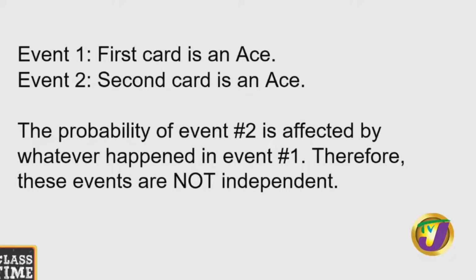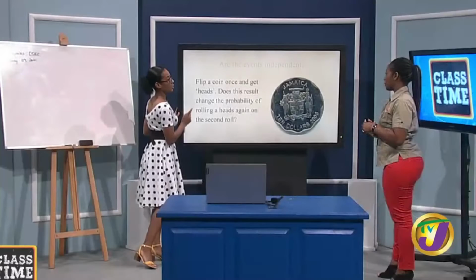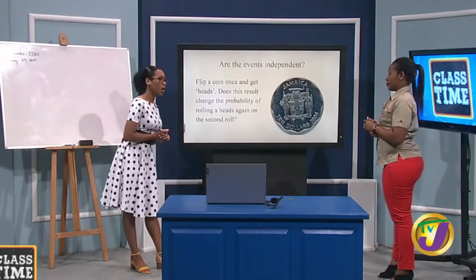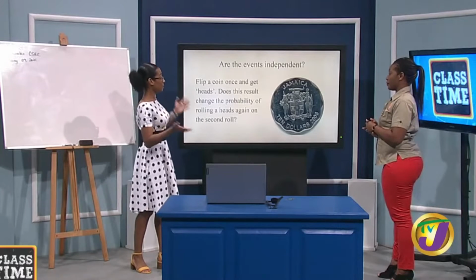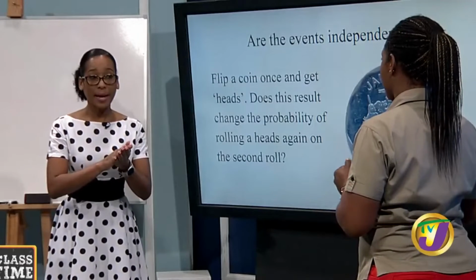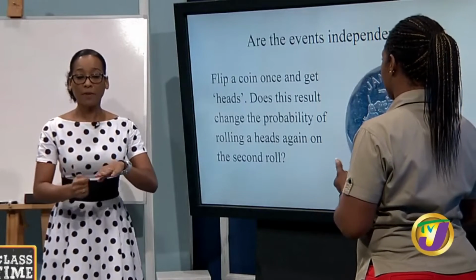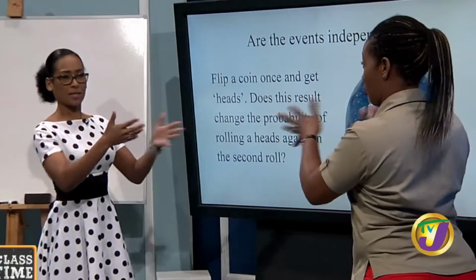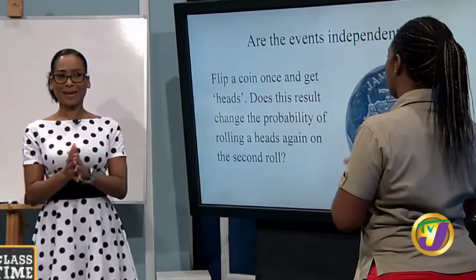Good. Let's test our brain now on independent events. So we're looking at a third one. We flip a coin and we get heads. Does this result change the probability of getting heads again on the second flip? So I flip the coin and I get a head. When I flip it again, will it change the probability? All right, let's just look at the coin.